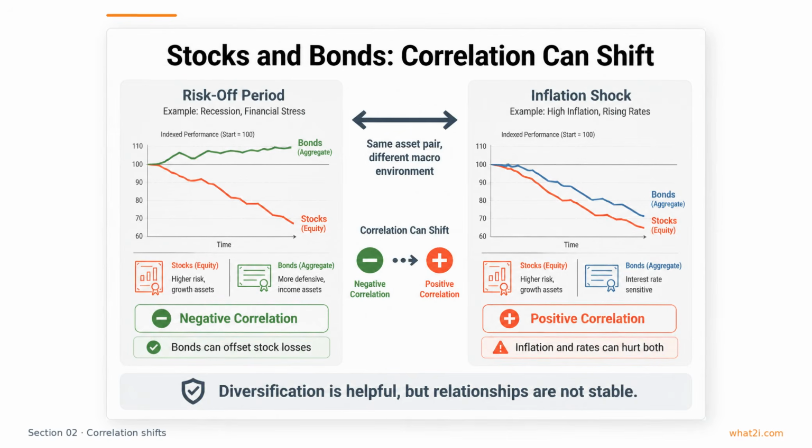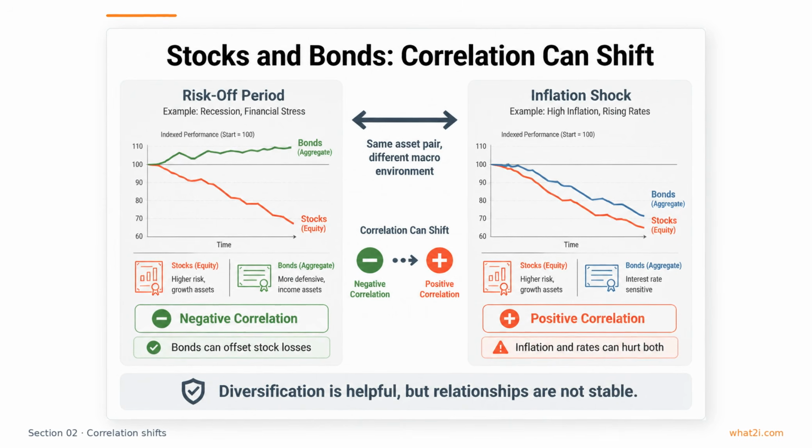Stocks and bonds are one of the most familiar examples of shifting correlation. In many risk-off periods, stock prices fall while high-quality bonds hold up or rise, which creates a useful negative relationship. That is one reason mixed stock-bond portfolios have often been more stable than all equity portfolios.